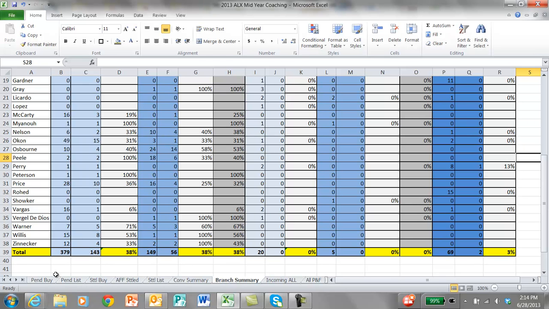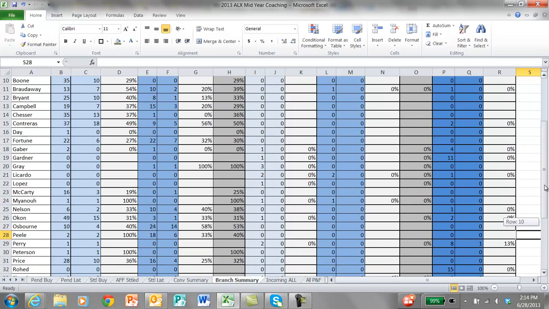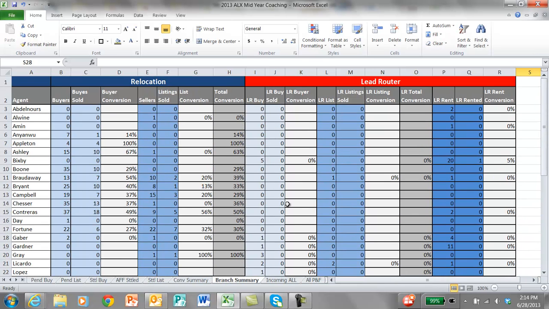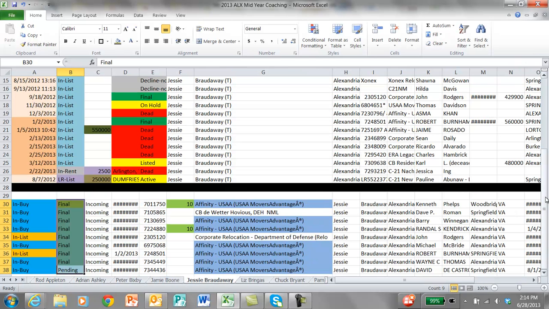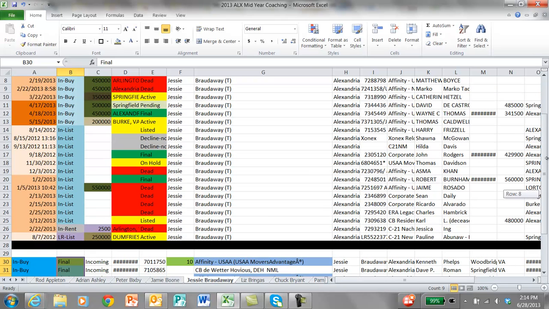So where is all this information? Let's say with Jesse Broadway, we look and ask, what's going on with Jesse's listings? You can look across, and all of the agents are here, in alphabetical order. There's Jesse. Let's click on his sheet. Here's everything that Jesse has received, and let me use Jesse's to explain what we're looking at.